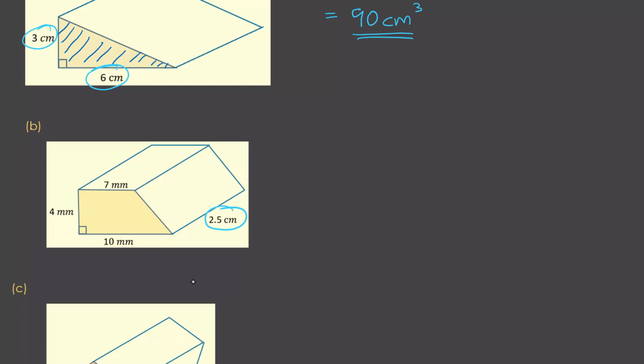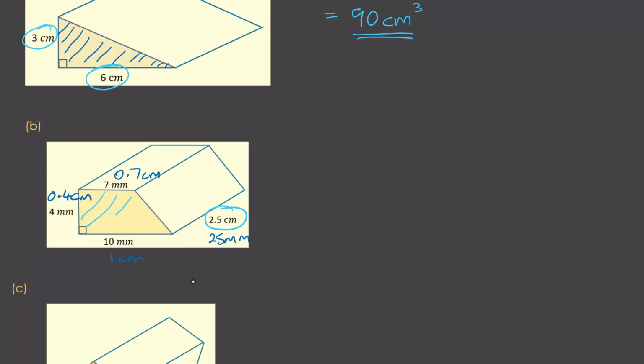So I'm going to do the length conversions first. 2.5 centimetres is 25 millimetres. 10 millimetres is 1 centimetre. 7 millimetres is 0.7 centimetres and 4 millimetres is 0.4 centimetres. So let's work in millimetres first.